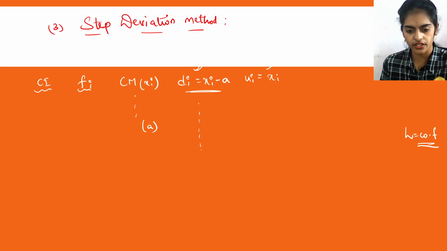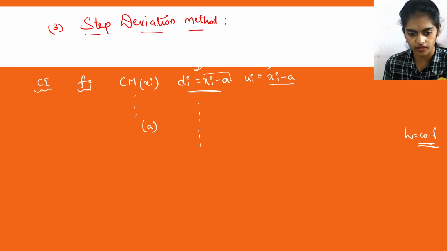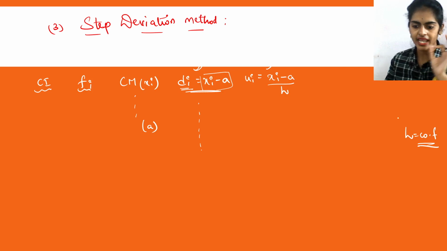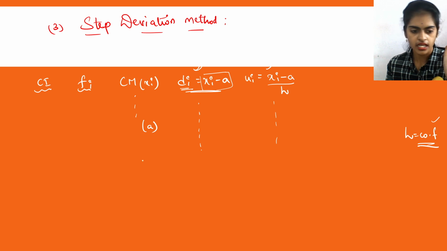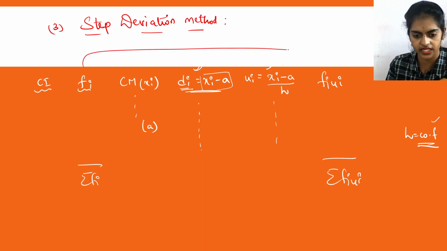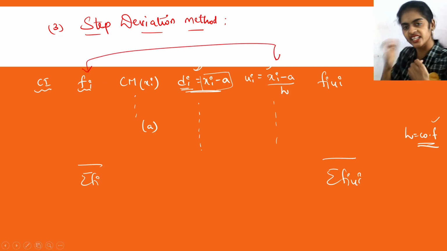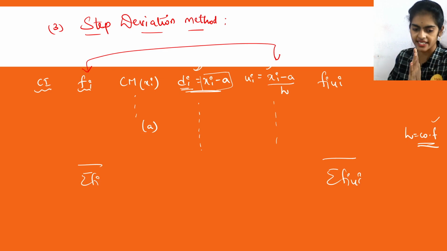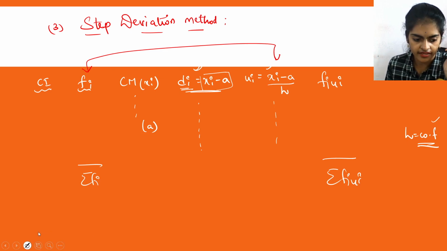How? You take xi minus a, this column value, which is the di value, and divide it by h. As I told you, it's going to be a common factor, so we divide by h. So you will get some values. Now again, the last column is fi ui, which you will find and add. So these two you are going to multiply. Okay, so in each method one extra step we are doing. I am revising everything so that you can also revise finally.